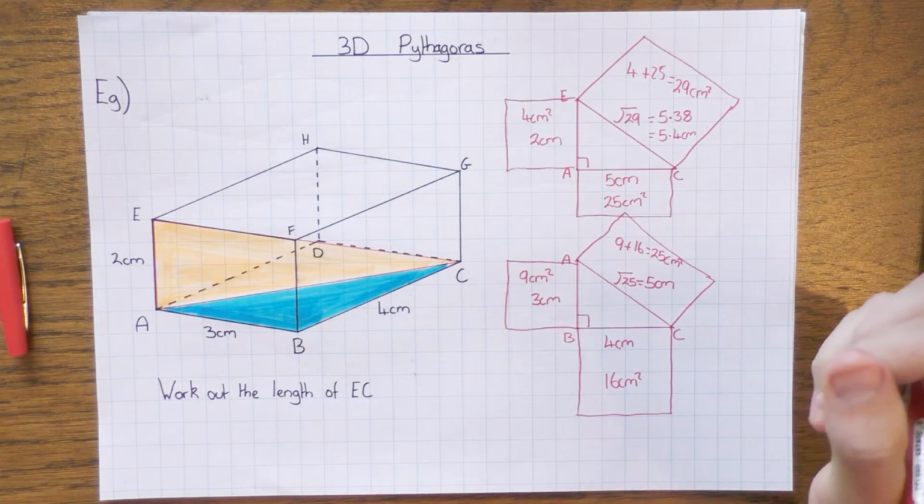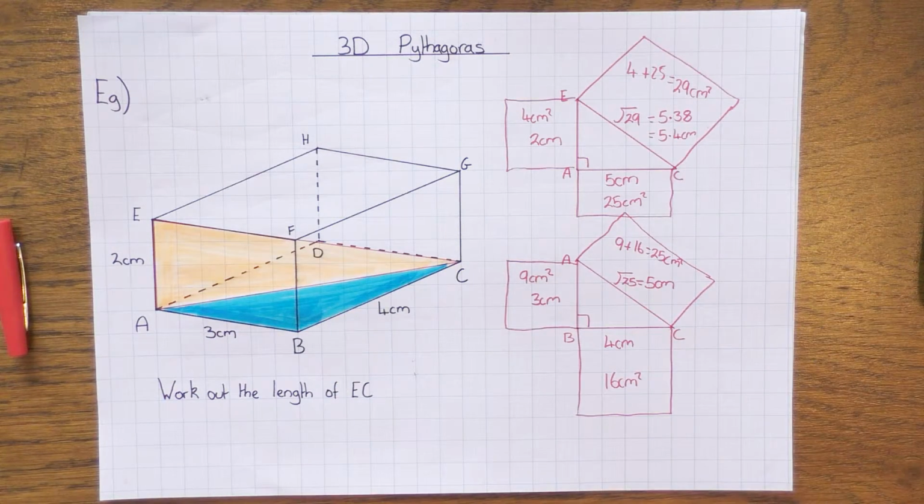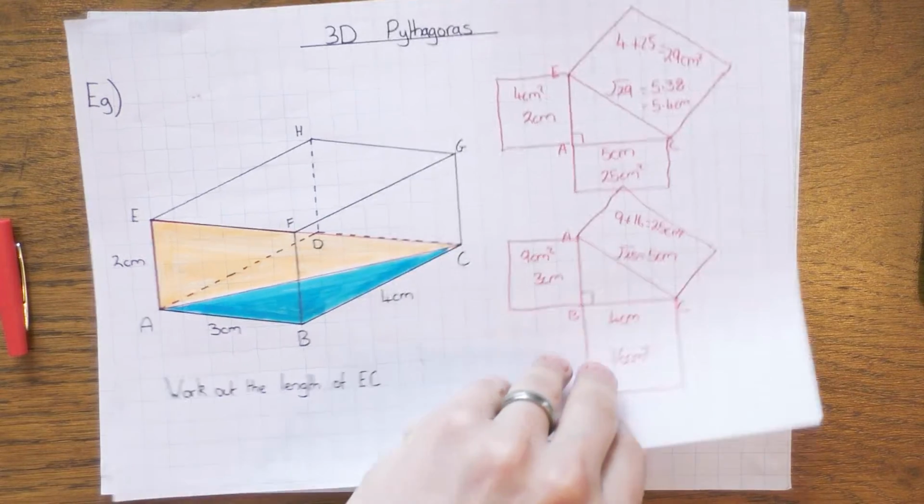Okay, so hopefully that shows you what we're trying to attempt when dealing with 3D Pythagoras. We're trying to make right angle triangles inside the shape there. So that's a very common type of question. However, there are some other ones that may come up, which we're now going to have a look at. So just bear with me a second.